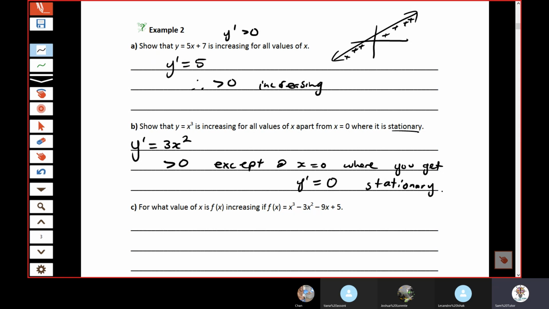Any questions? No? Again, reread the question maybe. Show that y equals x cubed is increasing for all x apart from 0 where it is stationary. Well, think about it. y dash is 3x squared. Tiani said no matter what x I sub in, it's actually always positive. You're right. Except where x is 0, where y dash is stationary. Good point to make.